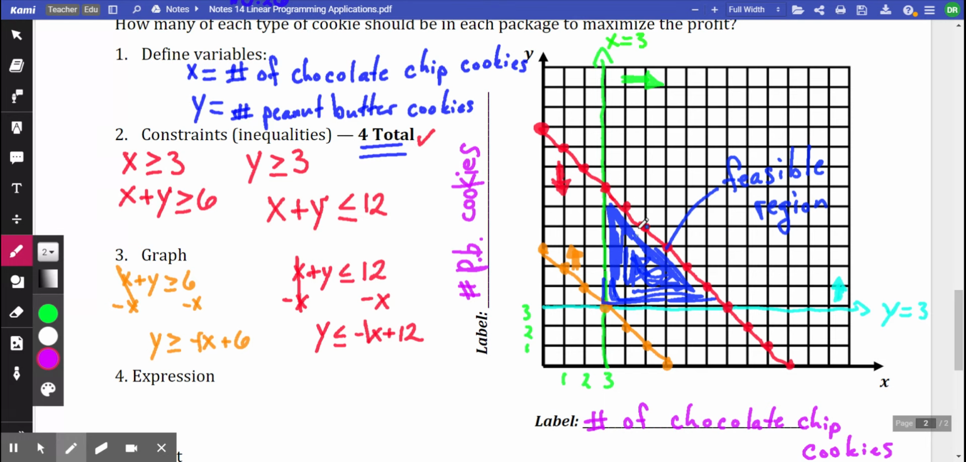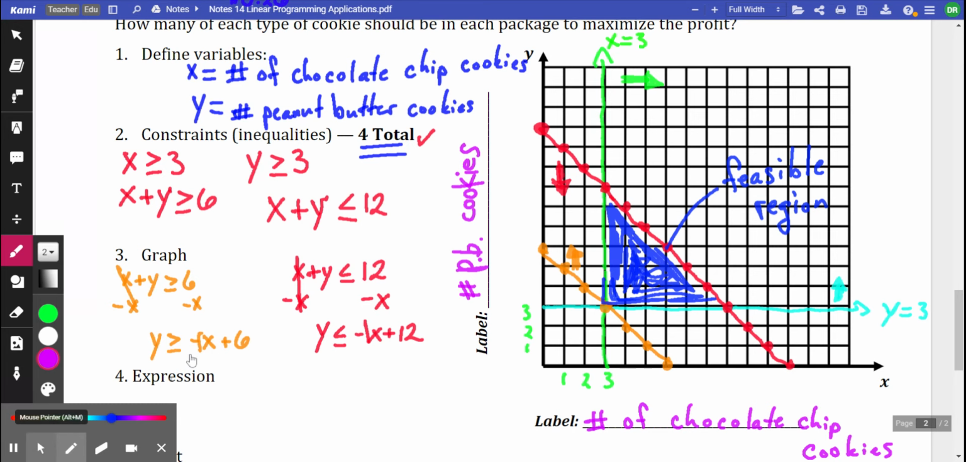Okay, but the idea here is any of these shaded points are possible in our scenario. Any point we pick within this area contains a number of cookies that we could use in the combo pack. But what we're going to figure out is which combination of cookies is going to maximize our profit. Okay, so that is where we're going now.